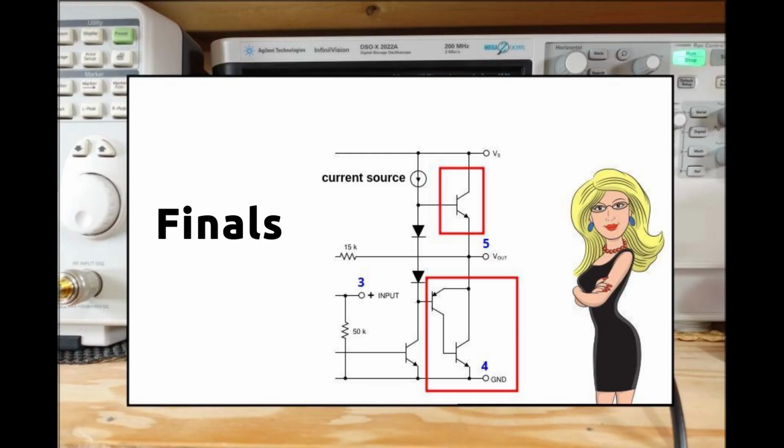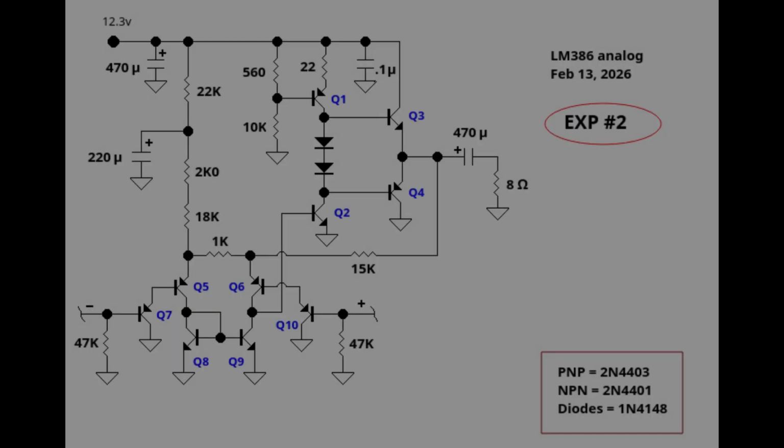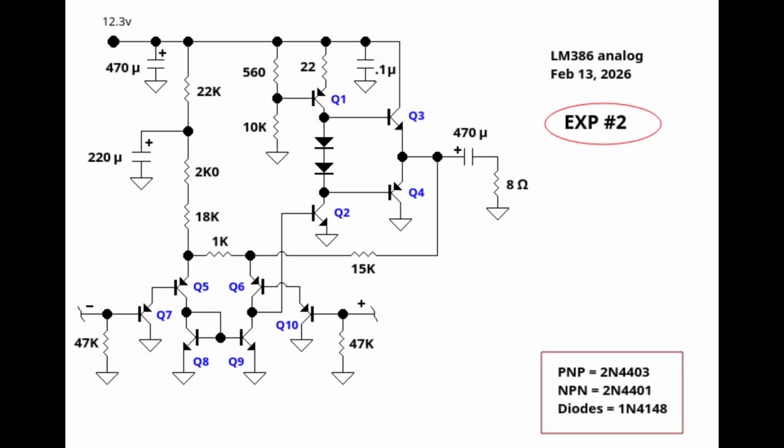Okay, gang, we need to talk about the LM386 finals. The goal of a power amplifier is to swing the largest clean output signal between the DC power supply rails as possible. In my case, the rails lie between 0 and 12.3 volts DC. Here's the million-dollar question. Why didn't the 386 design team just go with a pair of emitter followers for the finals? I show this in the current slide as experiment 2.